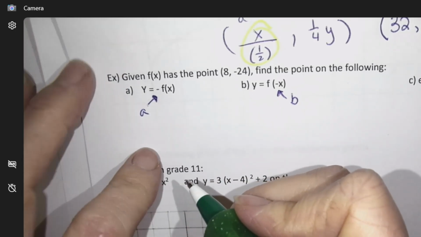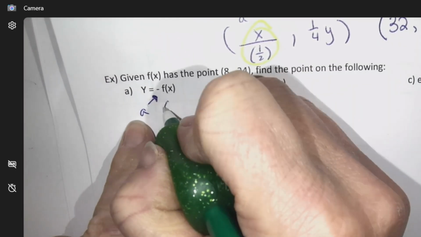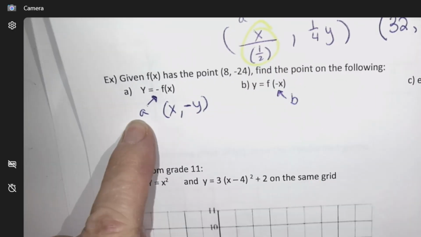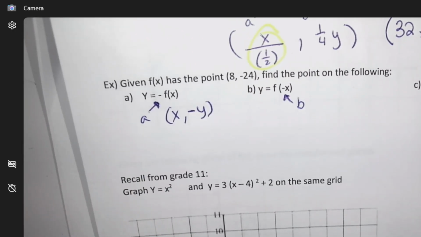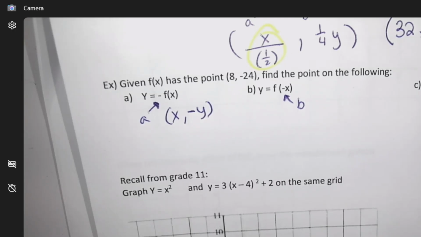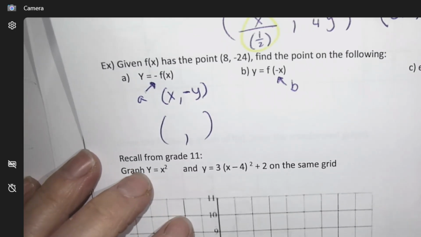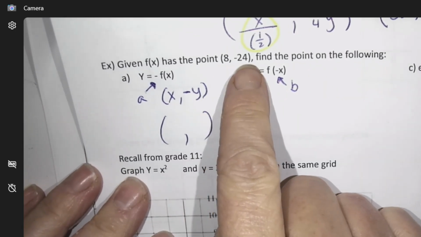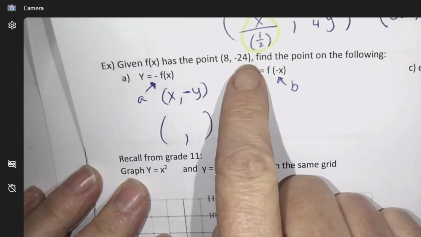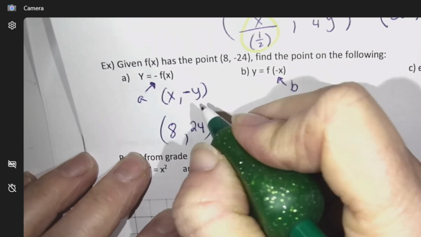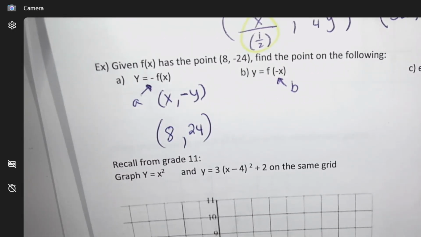So this kind of math will make me do X comma times the Y. A, where does A go? It goes with the Y. So what is your answer going to be? 8 comma negative 24 becomes 8 comma positive 24.